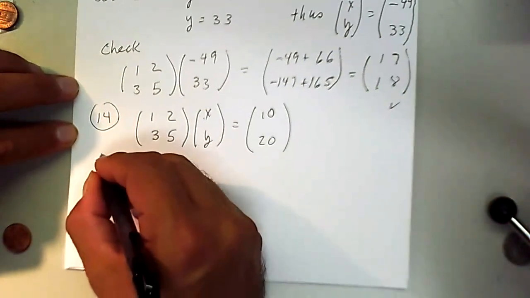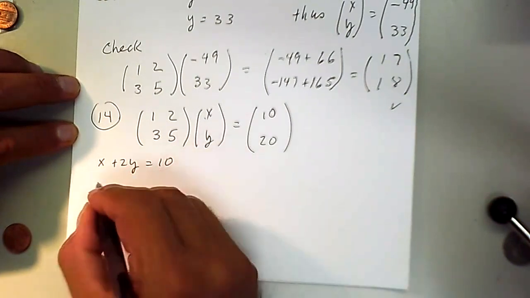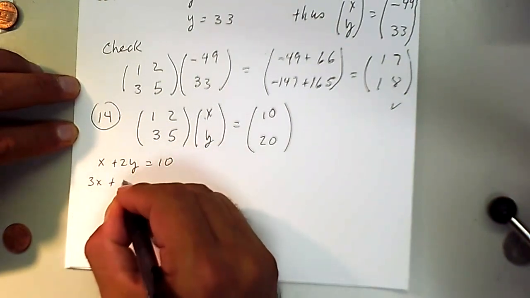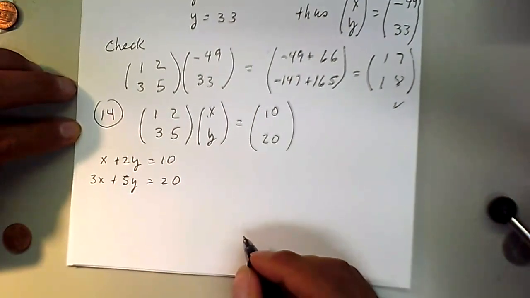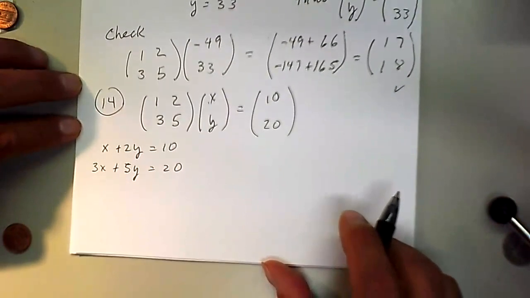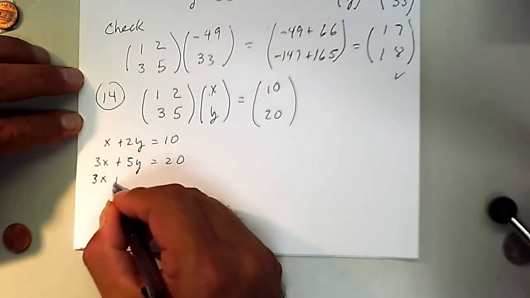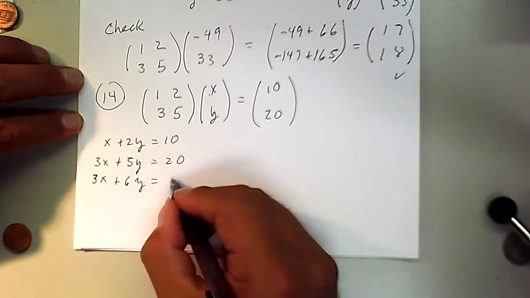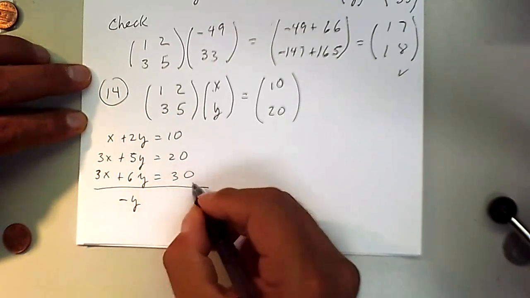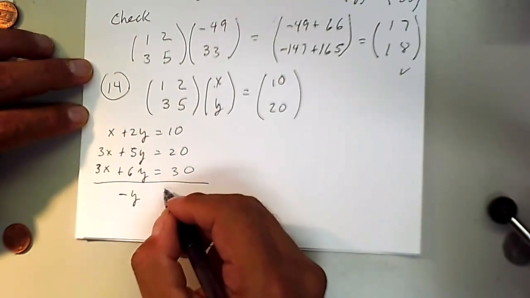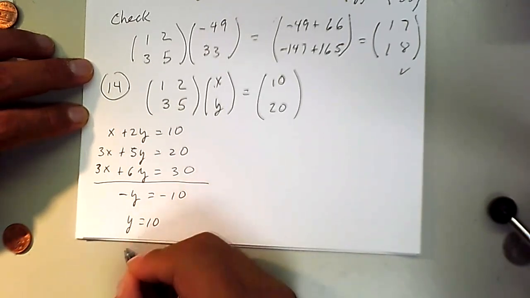Well, we have x plus 2y equals 10, 3x plus 5y equals 20. One thing you could do is pause the video and solve it yourself and get ahead of me. 3x plus 6y equals 30. And then we subtract, negative y. 20 minus 30 is negative 10. So y equals 10. That is a coincidence.